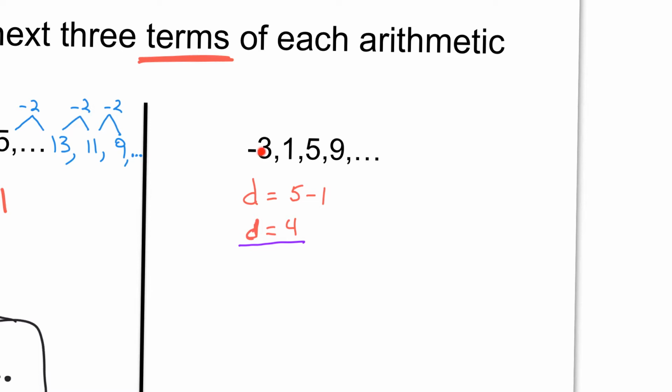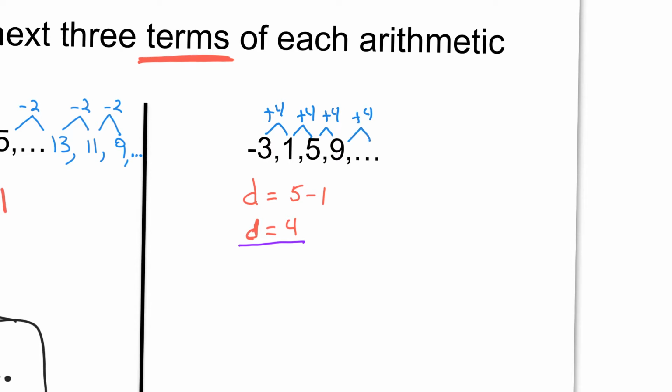So let's check. Negative 3 plus 4. I'm just going to make my little marks here. Negative 3 plus 4, that's 1. Yes, it is. 1 plus 4 is 5. And 5 plus 4 is 9. So the next one, you have to add 4 here.